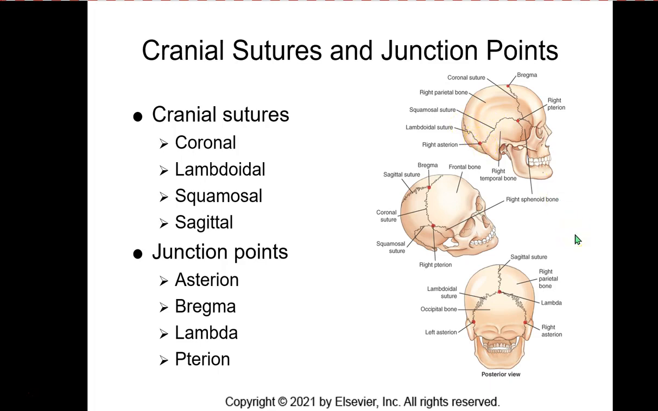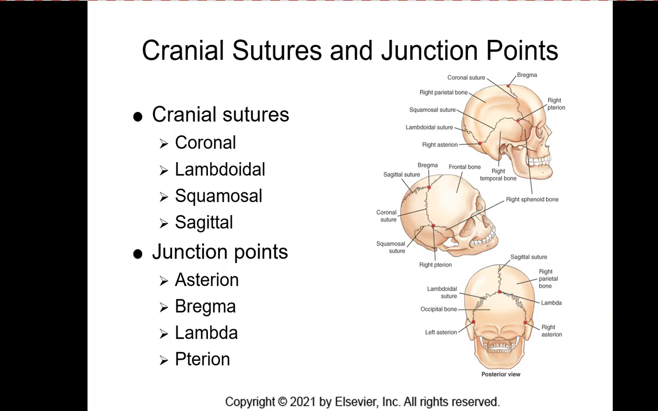The anterior end of the sagittal suture is called the bregma, and the posterior end is called the lambda. So here's bregma. It's where the sagittal meets the coronal. And then the lambda is the posterior end of the sagittal suture. It's where the sagittal meets the lambdoidal suture.